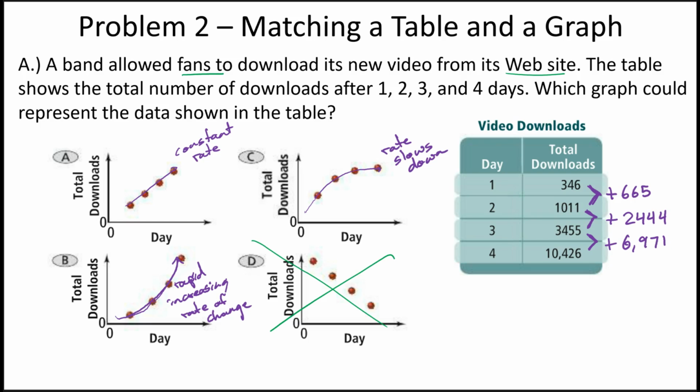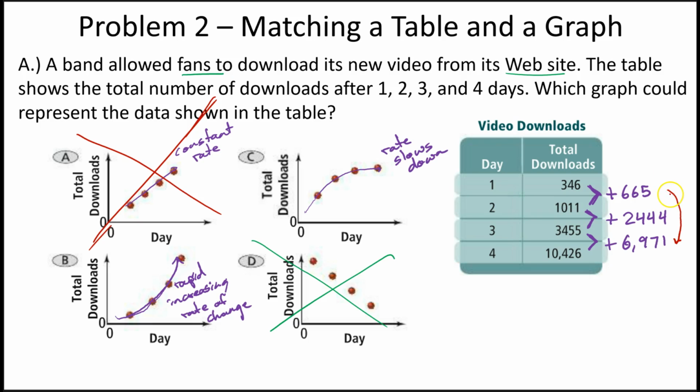So right off the bat, is this a constant rate of change? Is the same thing being added the entire time? No, it's not a constant rate. So automatically I know it's not A. A was that constant rate, and that's not what I have. I don't have something that's a constant rate.